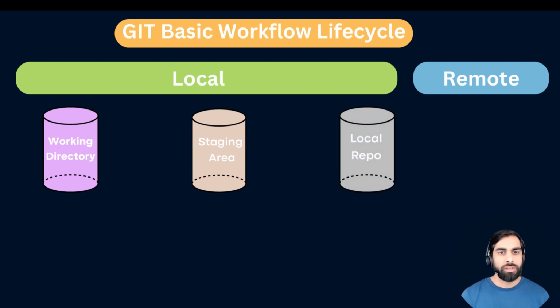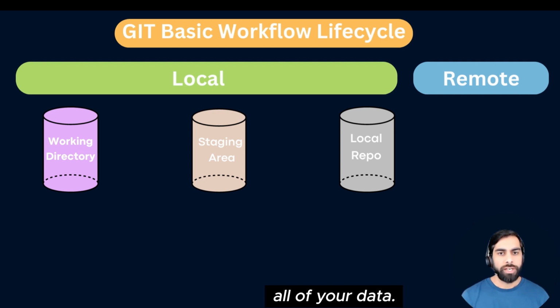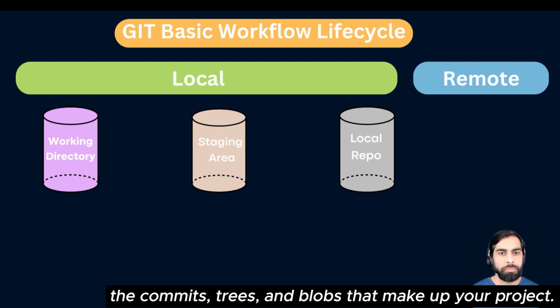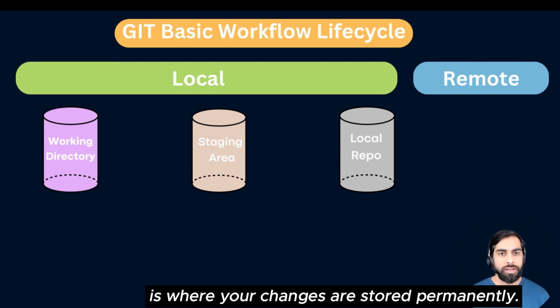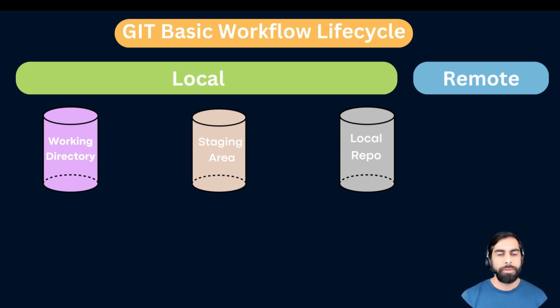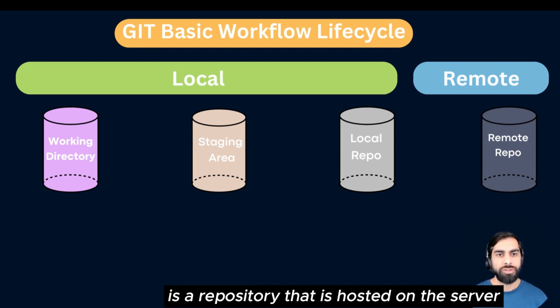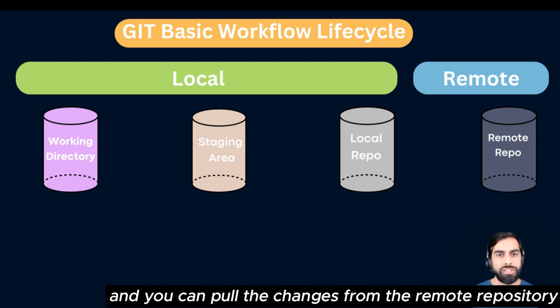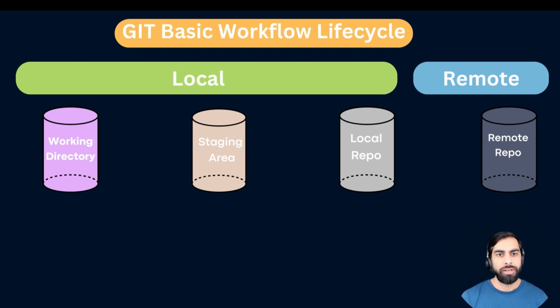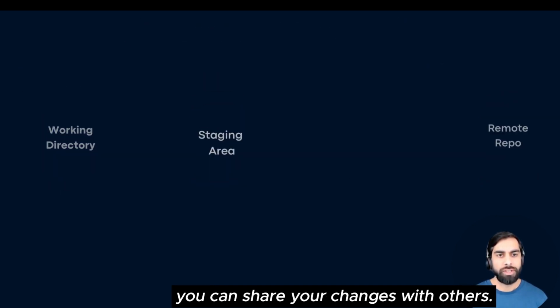Local repository. Local repository is the central location where Git stores all of your data. The repository contains all of the commits, trees, and blobs that make up your project. The local repository is where your changes are stored permanently. Remote repository. The remote repository is a repository that is hosted on a server. You can push your changes to the remote repository and you can pull the changes from the remote repository. The remote repository is where you can share your changes with other teammates.